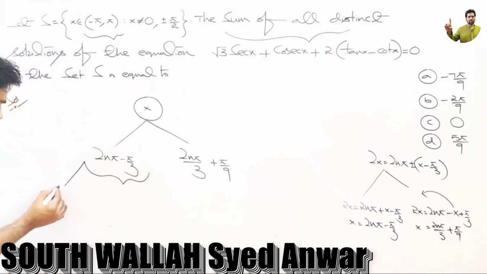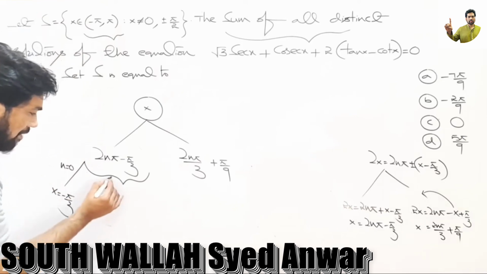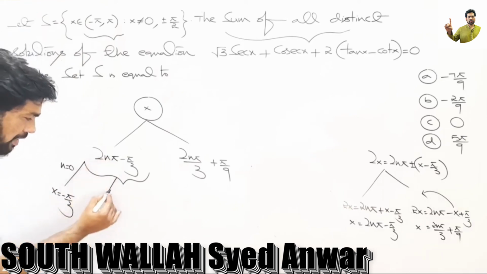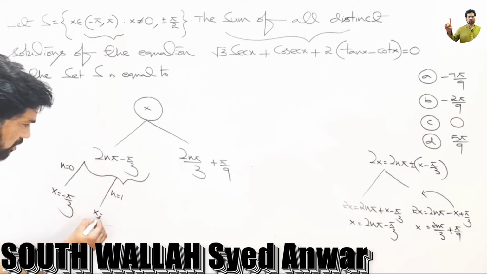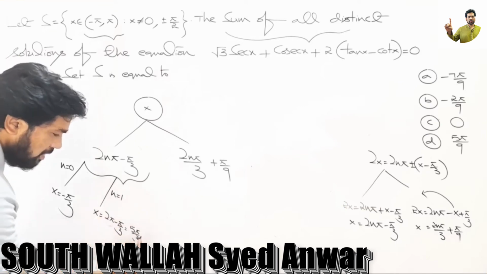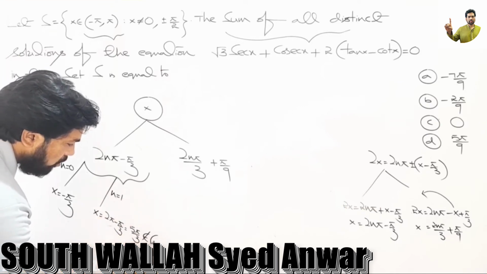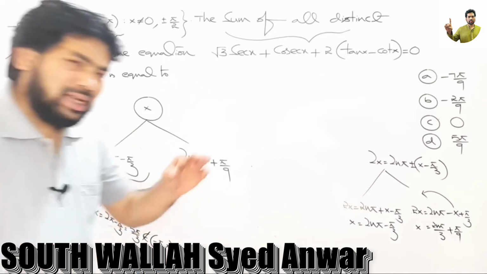In place of n, if I give 0, what is the x value now? X is equal to minus pi by 3. Here minus pi by 3 is clearly lying in this interval. Next, I want to give one more value for n. Put n is equal to 1. So here x value is going to be 2 pi minus pi by 3, that is nothing but 5 pi by 3. So 5 pi by 3 is not belonging to this interval. That means we have to consider only n is equal to 0.